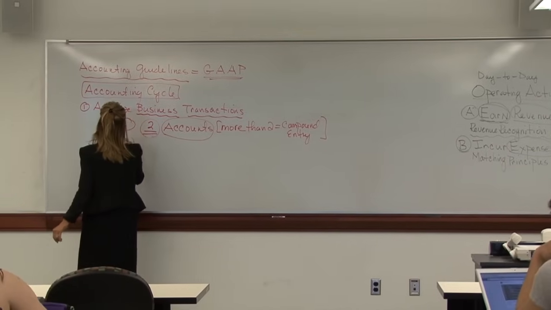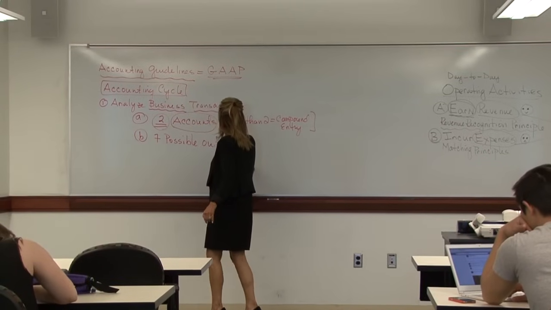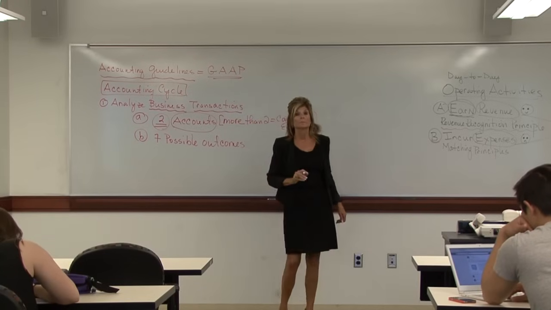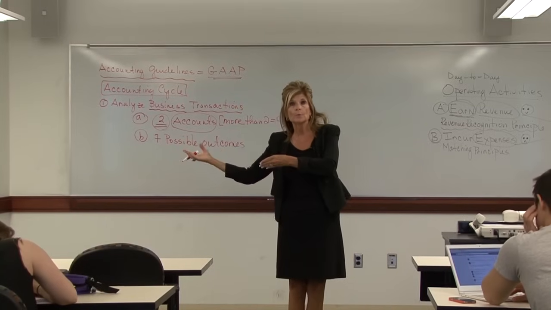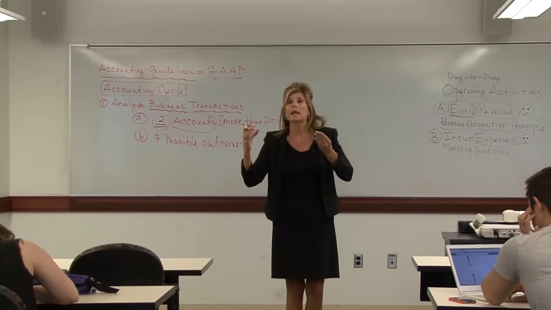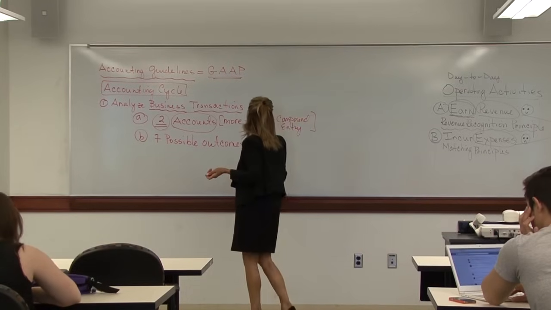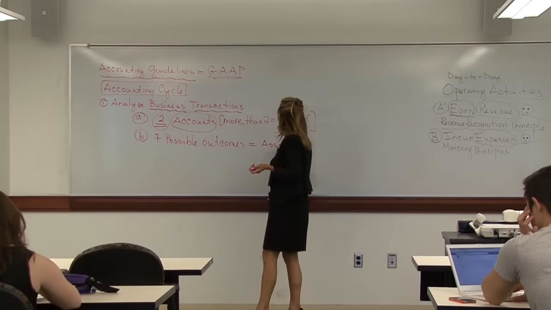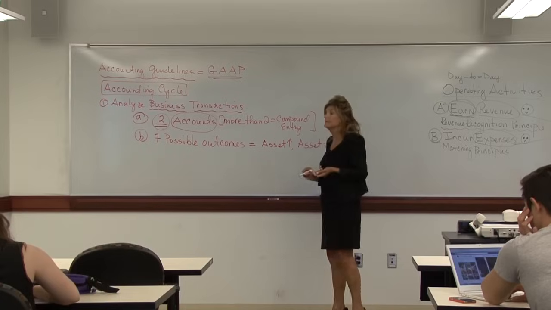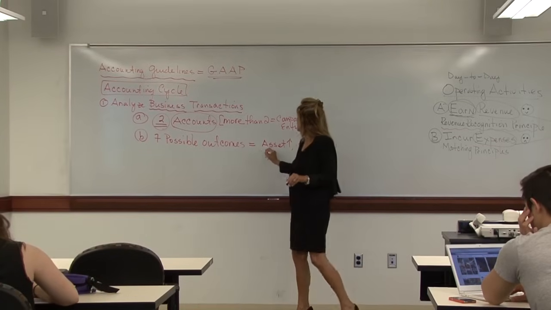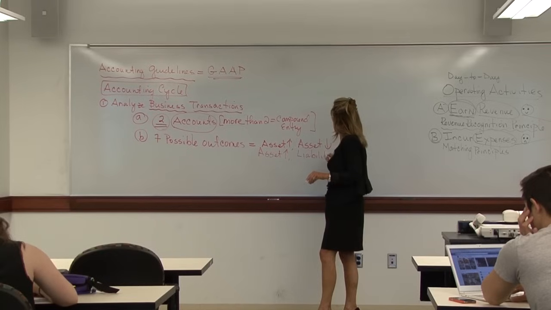Rule number 2, there are only 7 possible outcomes for any business transaction. So even though we're just taking a beginning accounting class, even if we were sitting in the boardroom at IBM making a very, very complex decision, there's still only 7 possible outcomes that could take place. And what are they? Well, one is if you increase one asset, you have to reduce another. One asset up, another asset down. Keep that seesaw in balance. You could perhaps increase an asset and increase a liability.